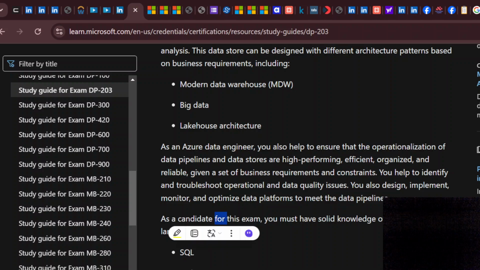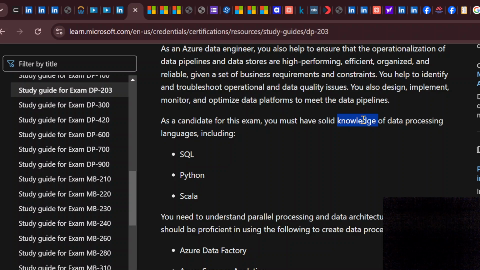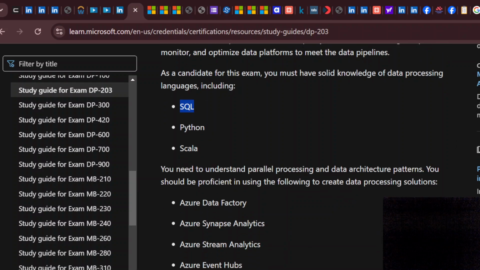Azure. As a candidate for this exam, you must have solid knowledge of data processing languages, including SQL, Python, and Scala. So it is good to be an expert on all of these three. Get a certification in individual things also.